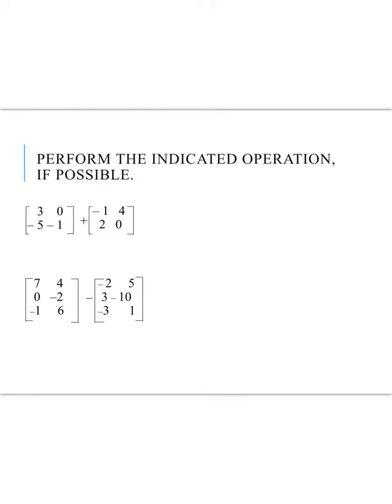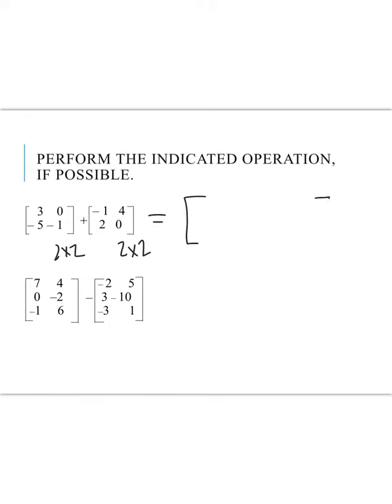Okay, here's one example for practice. So the directions say perform the indicated operation if possible. And it says if possible because if they are not the same dimensions, we cannot add or subtract them. So we have a 2 by 2 and a 2 by 2, so it's possible to add these.